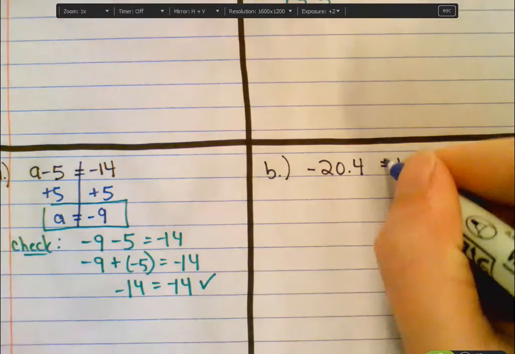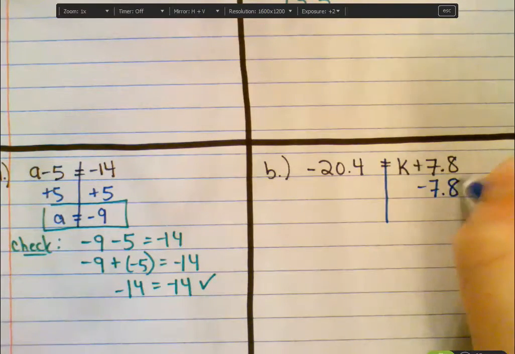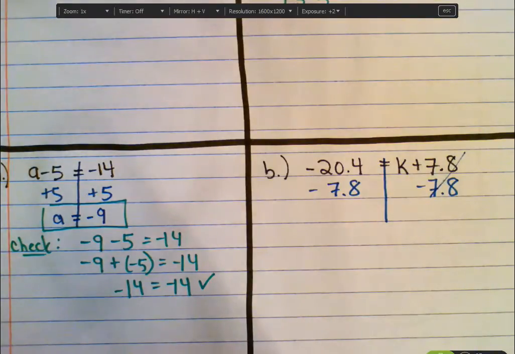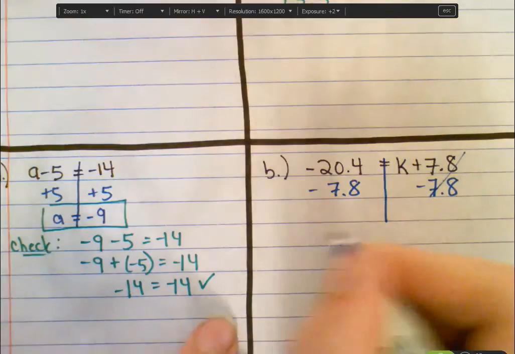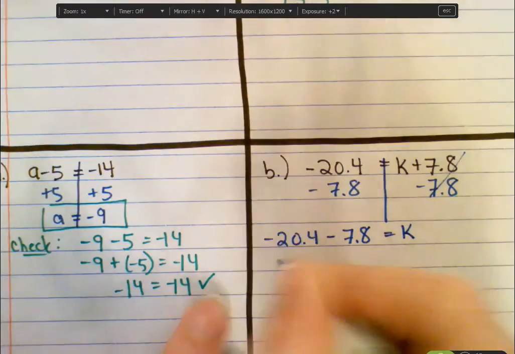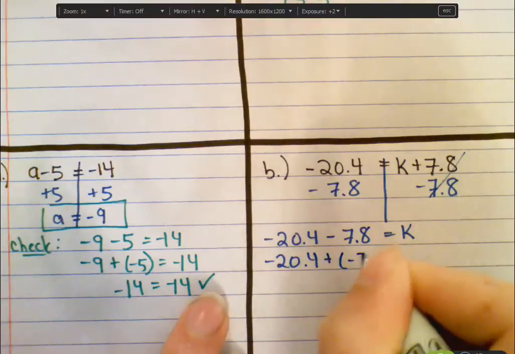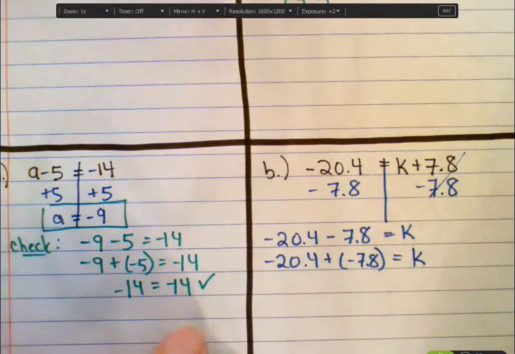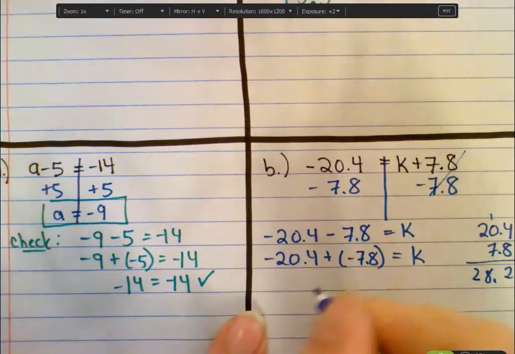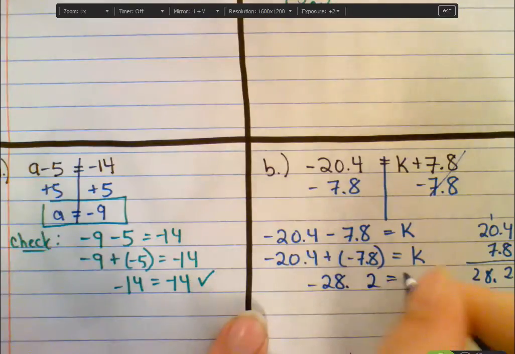I'm going to need to get rid of the 7.8, so the opposite of adding is to subtract. Cross those off. Now, I'm going to rewrite this down here. It might be a little bit easier to see. Negative 20.4 minus 7.8 equals k. Remember, when you subtract, you're actually adding the opposite. Okay, so these are like signs, so I'm just going to add them up. I'm going to do my work over here. So 20.4, 7.8, let's see, 12, carry my 1, 8, 2. Okay, I'm going to keep my sign, so it's negative 28.2 equals k.